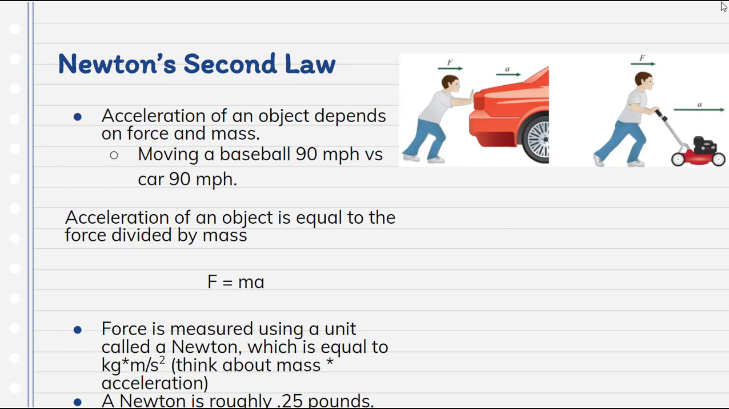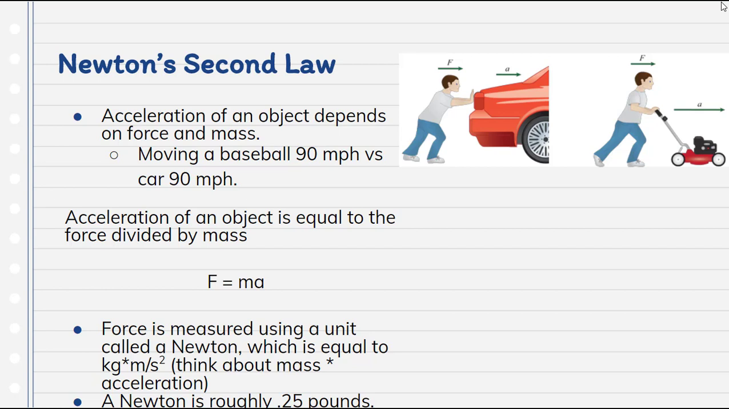So let's consider Newton's second law, which basically states that acceleration of an object depends on the force and the mass. Consider moving a baseball 90 miles an hour versus pushing a car 90 miles an hour. There's a very big difference there. The velocity is the same, and the acceleration of the objects is the same if we're going to get it to 90 miles per hour. However, the mass of the baseball is much smaller than that of the car, so the amount of force required to move the baseball 90 miles an hour is much less than the force required to move the car 90 miles an hour.